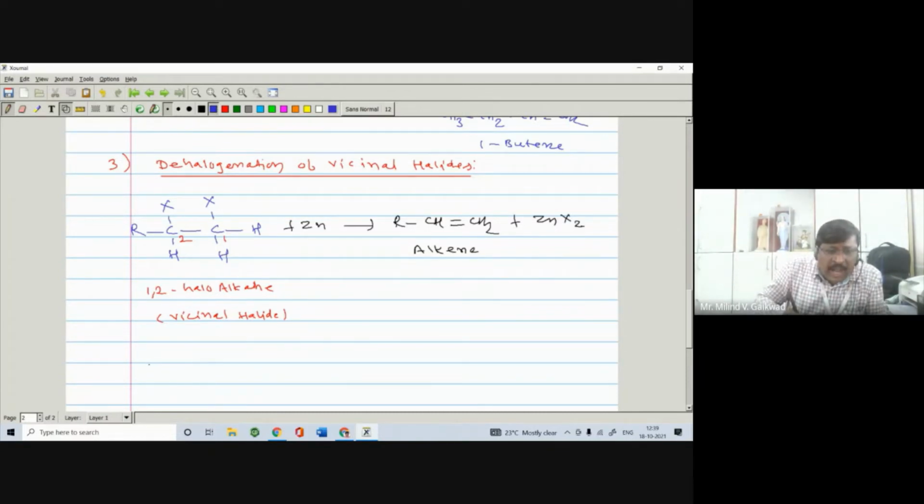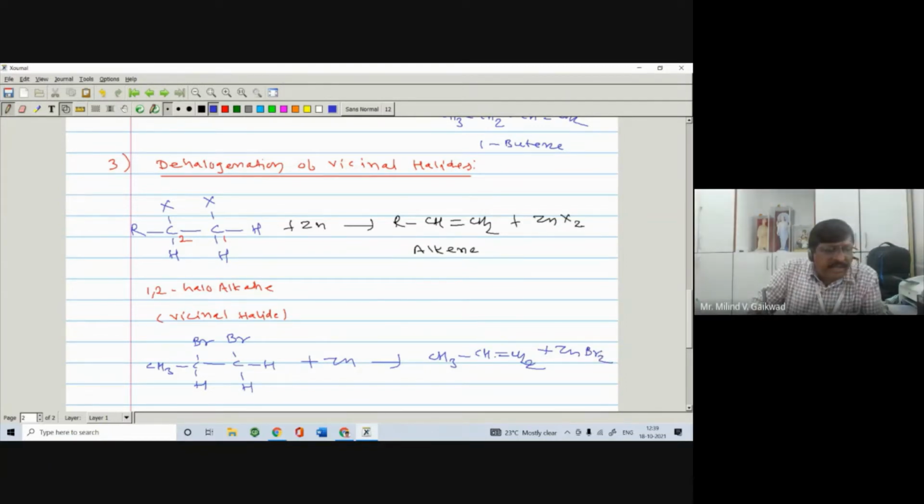Example: we can take R as a methyl. Here is the H. Here X you can take as Br. This also X you can take as Br. And this is your H or R, and here is the H. The reaction takes place in the presence of zinc. So you get the corresponding compound, propene, CH3CH double bond CH2, plus ZnBr2. In this way you can write the reaction.